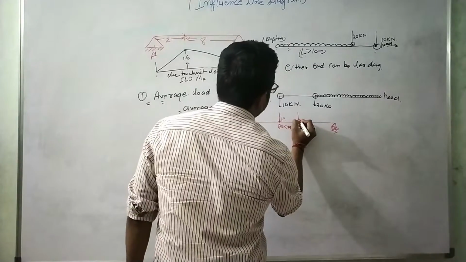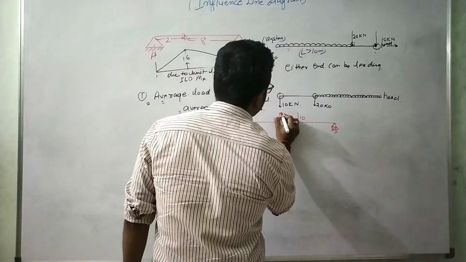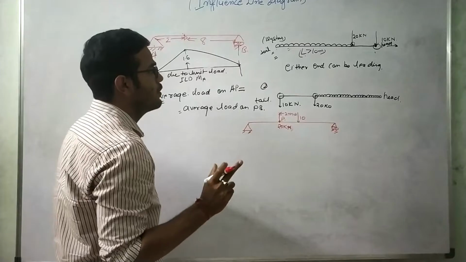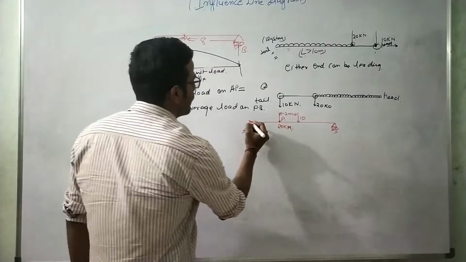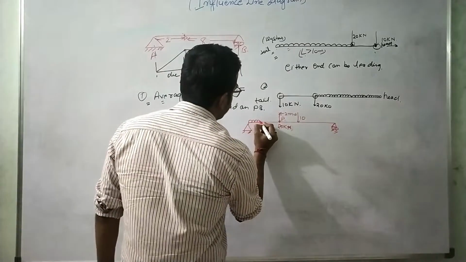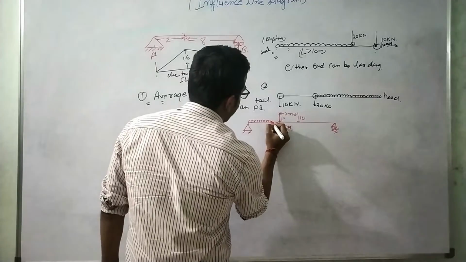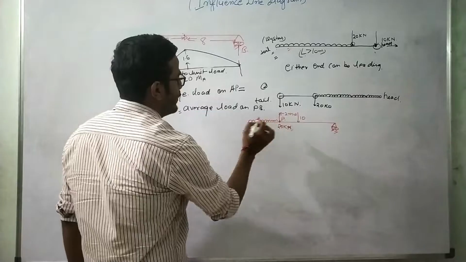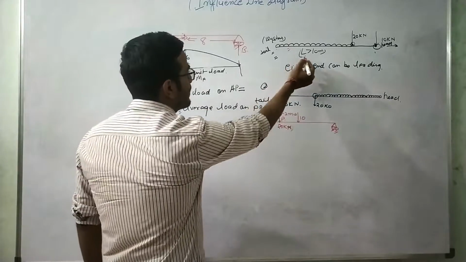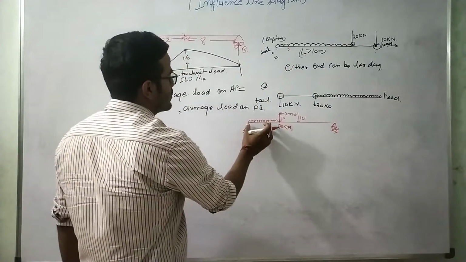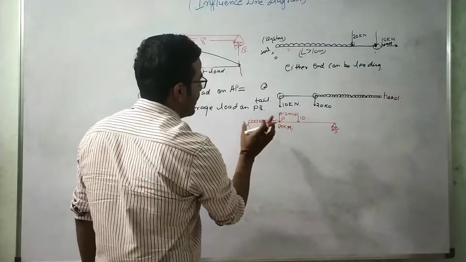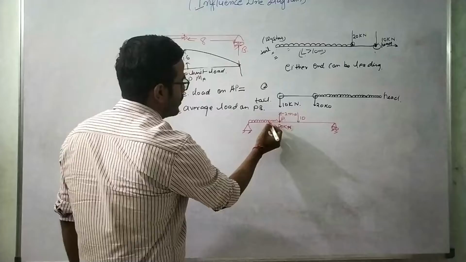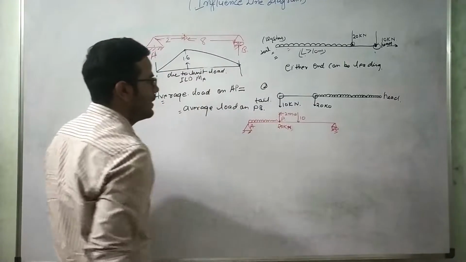And the 10 kilonewton load will be at this location, at this 2-meter distance. The length of the beam is greater than 10 meters, so at this portion there will be the whole UDL. Okay, because L is greater than 10 meters, at this portion the whole length will be under the uniformly distributed load. The uniformly distributed load will act on the whole length AP, right?